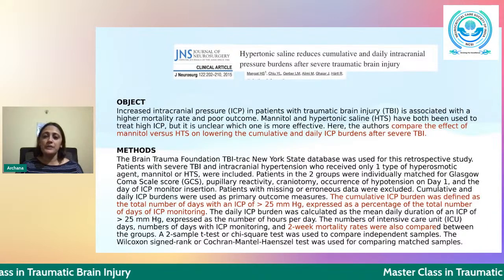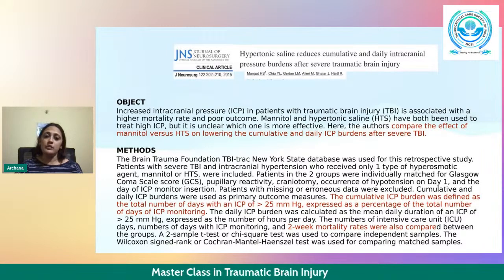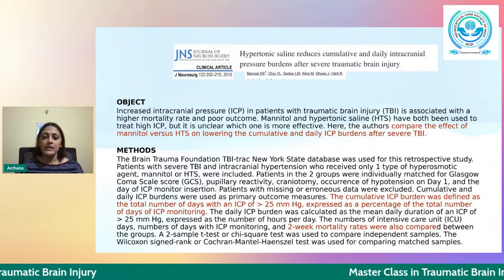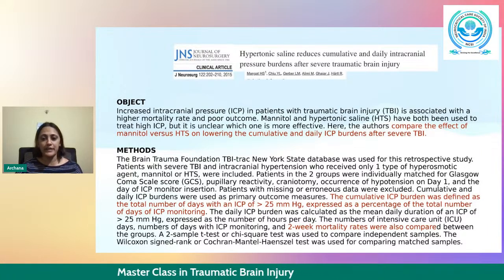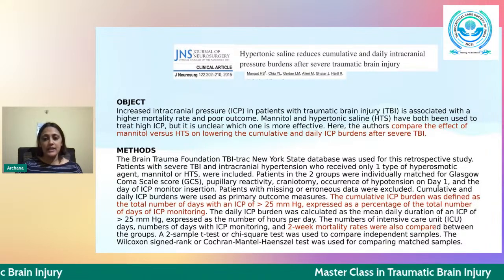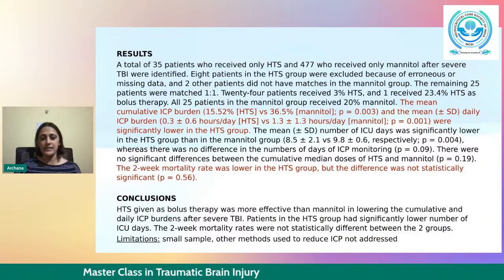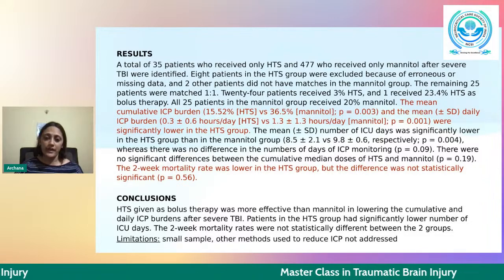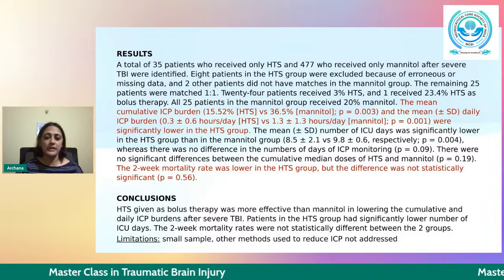And it was seen that the cumulative ICP burden and the percentage of the total number of days where the ICP was more than 25 mmHg was reduced in patients in whom hypertonic saline was used compared to mannitol. And it was also seen that the 2 week mortality rates were also less in the hypertonic saline group than compared to mannitol, but this was not statistically significant. And hence, they concluded that the hypertonic saline given as a bolus therapy was more effective than mannitol in lowering the cumulative daily ICP burdens after severe traumatic brain injury.